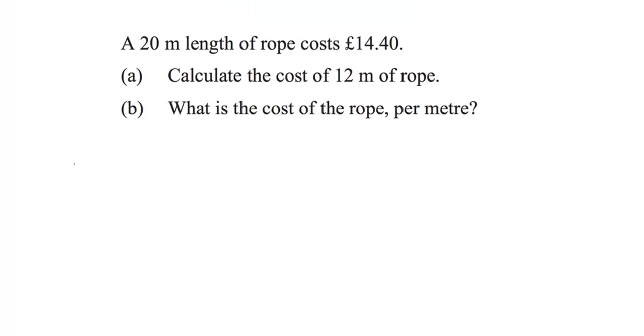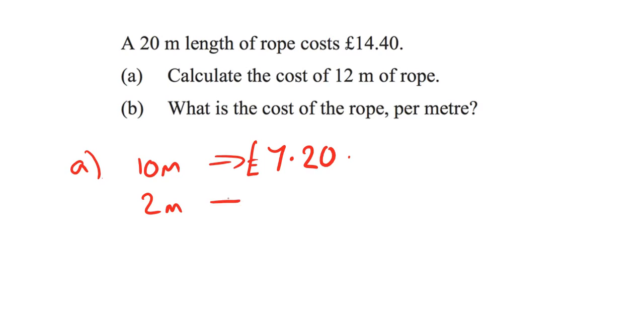So for part A, we could certainly work out 10 meters of rope. Because if I've got 20 meters of rope, I just have to half it. So 10 meters is going to cost £7.20. That's half of 14.40. Also, I could work out 2 meters quite easily as well. Because if I have 20 meters and I wanted 2 meters, I just have to divide by 10, and that's very simple to do as well. 2 meters is going to cost £1.44.